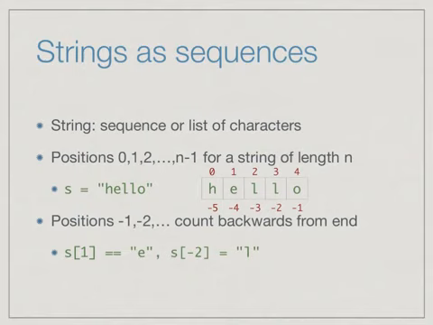So once we have this, then we can see that we use the square bracket notation to extract individual positions. So S1, so that is the character at position 1, is an E. And if I walk backwards, then S minus 2 is an L.